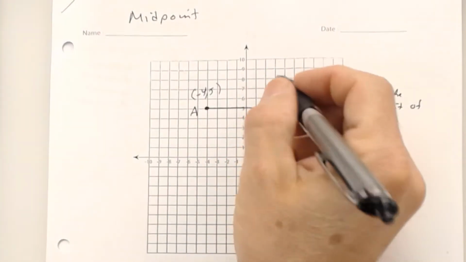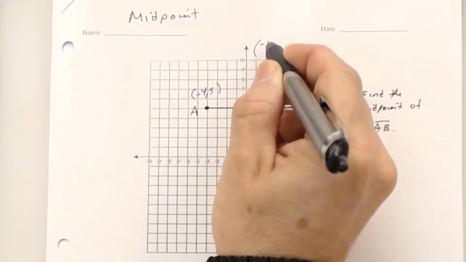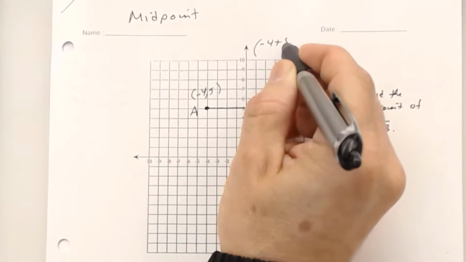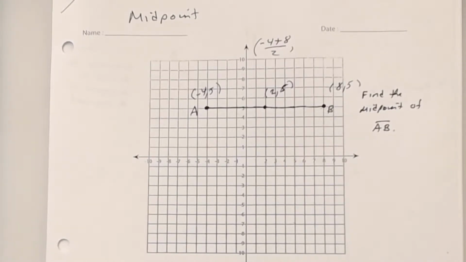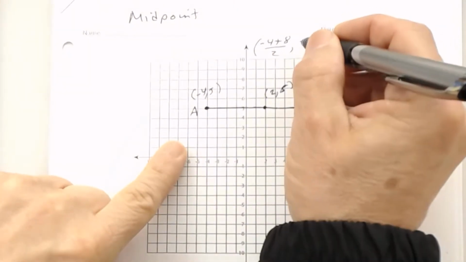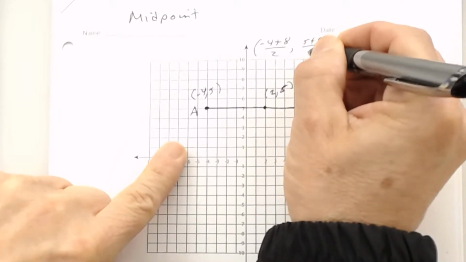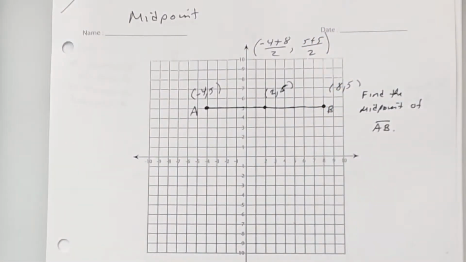So to get the x coordinate, you would say negative 4 plus 8 divided by 2, right? And what's negative 4 plus 8? 4. And what's 4 divided by 2? 2. What about the y coordinate? Couldn't I do the same thing? Yes. Add the y's together, 5 plus 5, and then do what? Divide by 2. So what's 5 plus 5? 10, and 10 divided by 2 is 5. Okay?